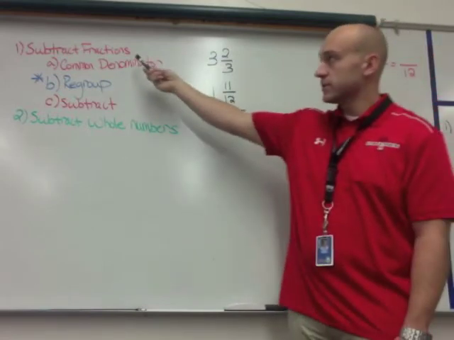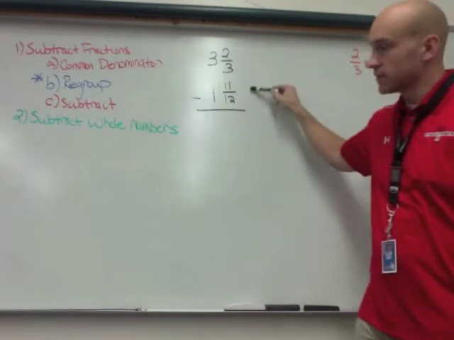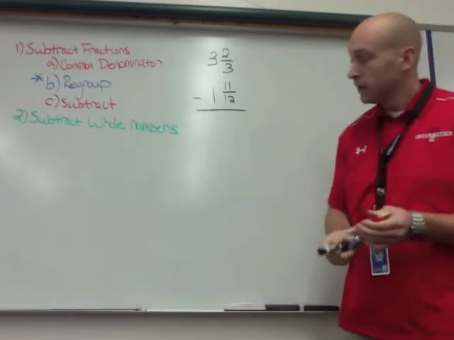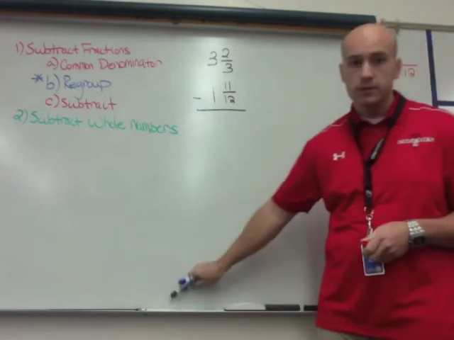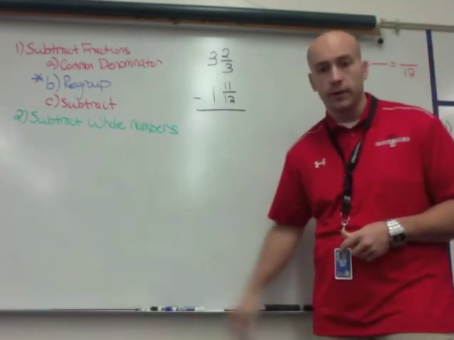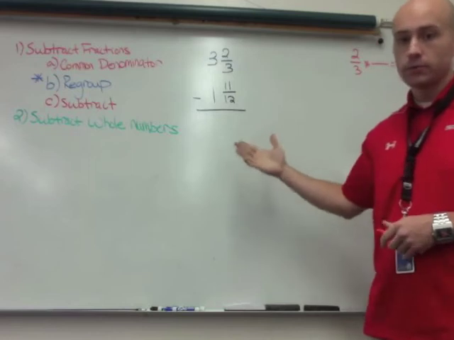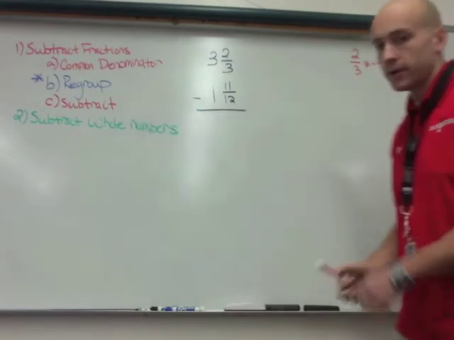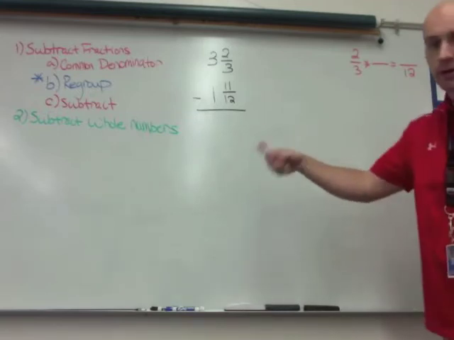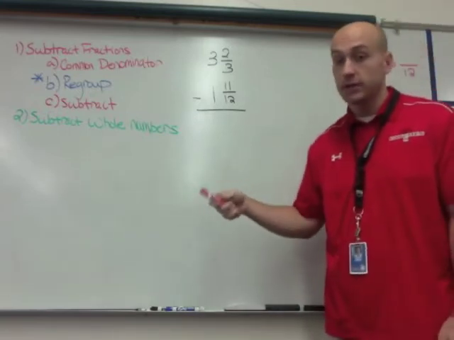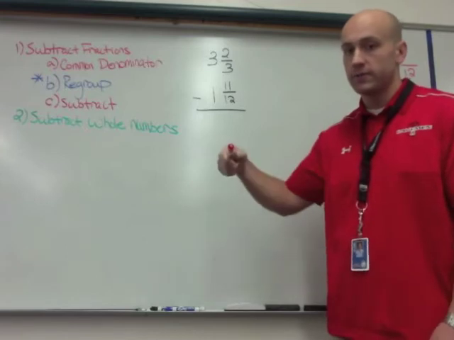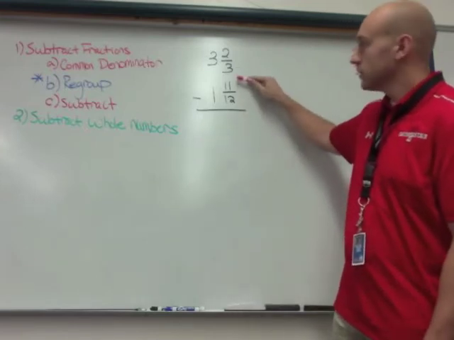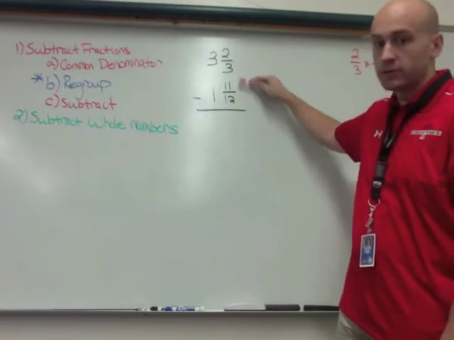So here are our steps. The first thing we're going to do is subtract the fractions. But to do that, remember we have to have a common denominator. So right now we have 3 2/3 minus 1 11/12. We don't have a common denominator, so we can't subtract these numbers. So the first thing we need to do is find a common denominator. I'm not going to go through all the steps because you should know how to do that by now. If not, go watch that video. But I know that my common denominator is going to be 12, because I know 12 is a multiple of 3.